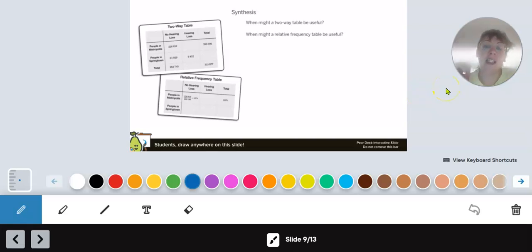Okay, so the synthesis slide here is asking a couple of questions: when may a two-way table be useful, and when might a relative frequency table be useful? Of course, a two-way table could be useful when we're comparing multiple different categorical data, and a relative frequency table can help for comparing different values in different tables, giving us a percentage instead of just a number, which gets us a better picture of what percent of the total is actually in a certain category.